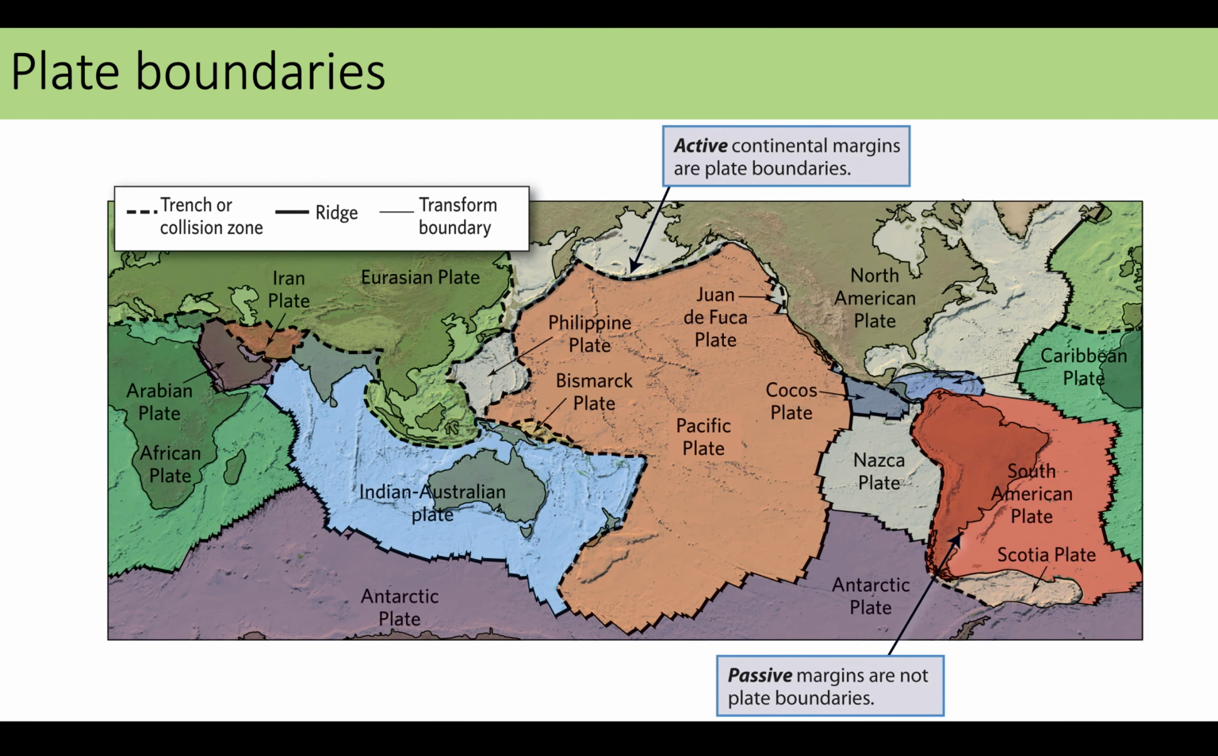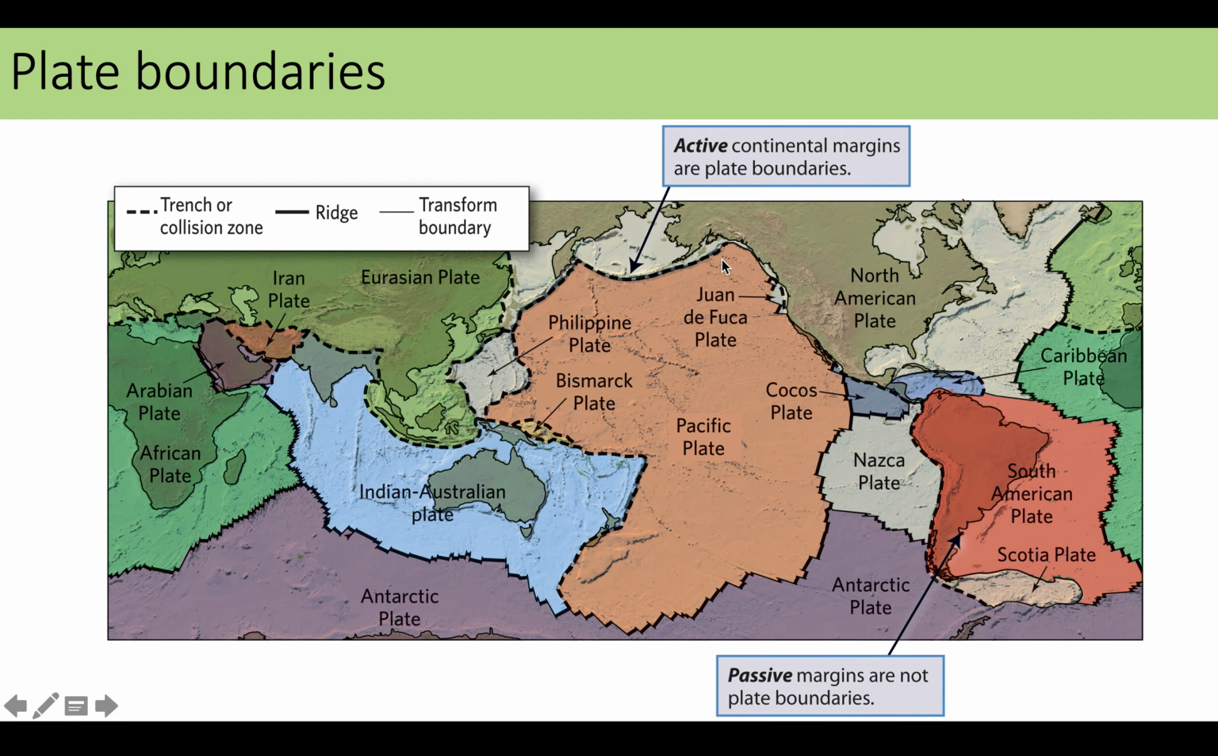So here we have a map of our plate boundaries. The different plates are colored in different colors. There are some smaller ones that aren't shown on this map. We have both active and passive boundaries, so, margins. The active margin is where we have a plate boundary.